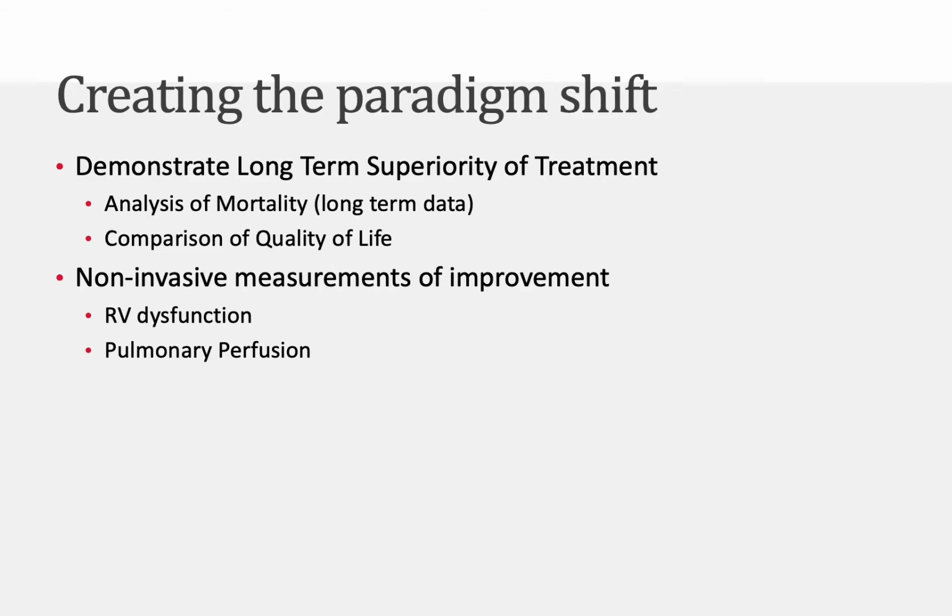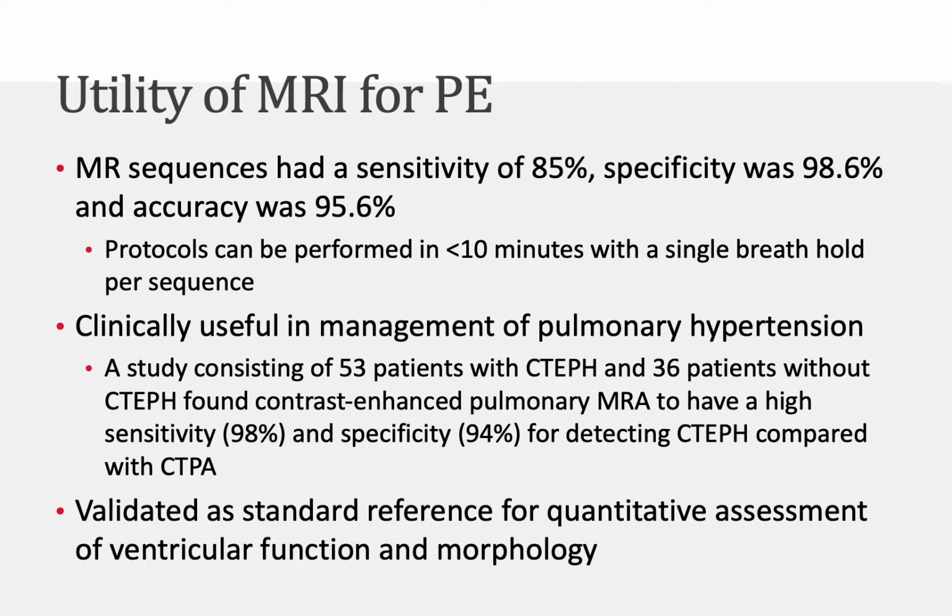And our purpose of the study was to study that catheter-directed therapy in some form, evaluating the RV dysfunction and pulmonary perfusion. And we felt that MRI would be a good way to go as we can evaluate right ventricular function and morphology, which has been evaluated in prior studies and had good results.